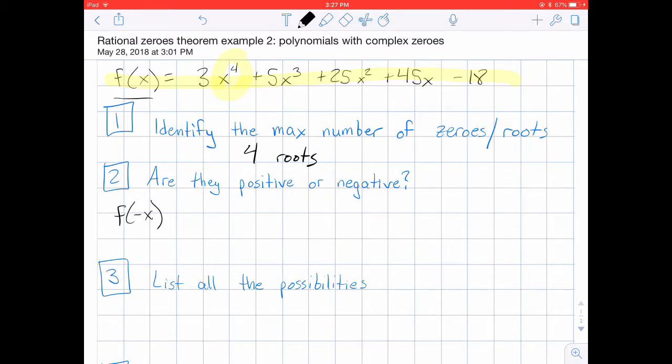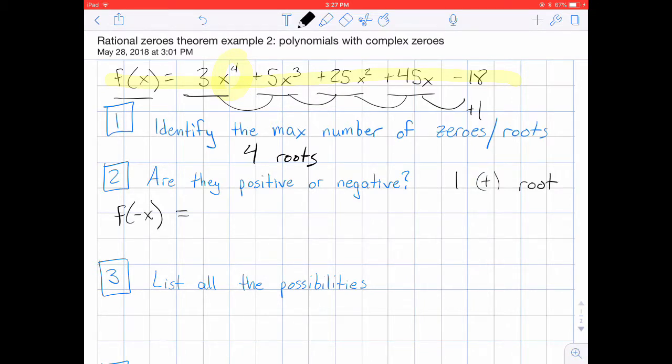Looking at the original polynomial, trying to count the sign changes, we start with a positive term, the second term is also positive, the third term is positive, the fourth term is positive, and we only have one sign change here at the very end. So there are at most one positive root.